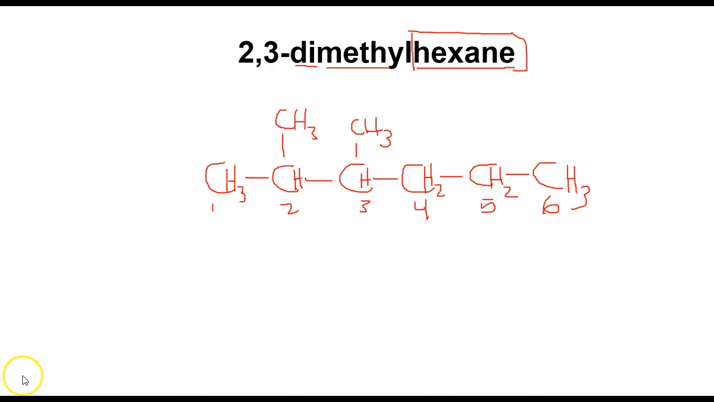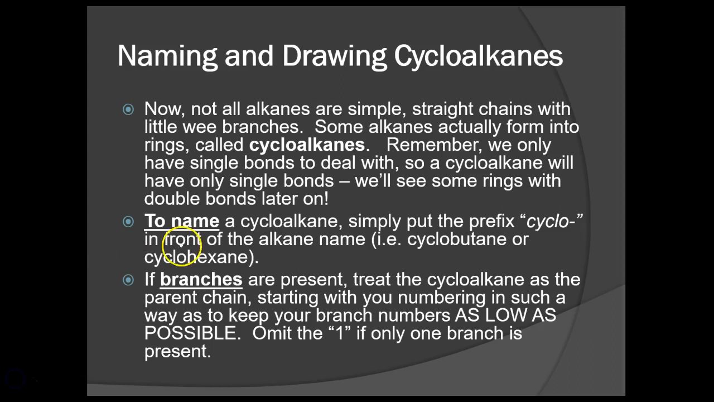So that's just a couple of examples before we get on to the cyclo versions of all of these. And boom, we're back to the cyclo version of all of these. That was probably crazy the way that jumped around, but sorry about that. The last thing I think I mentioned to you earlier is that there are ways that we can draw these carbons in rings, meaning that they're in geometric shapes, depending on the number of carbons in that ring. So not all alkanes are simple straight chains with little wee branches.